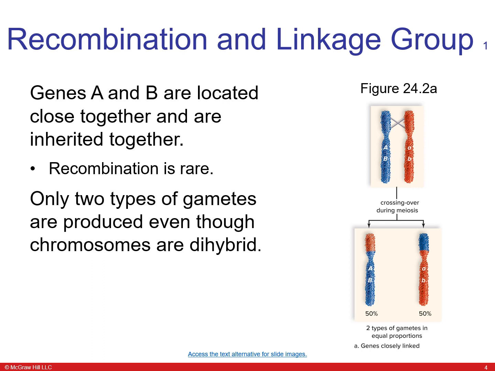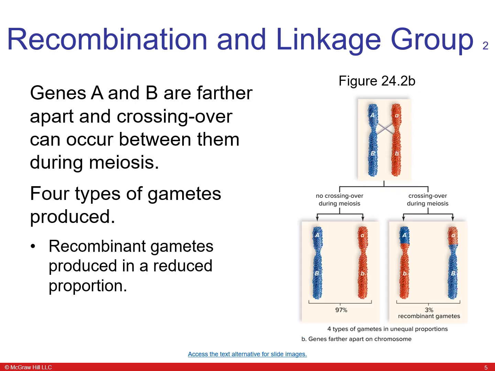So genes A and B are located close together and are inherited together. Recombination is rare. Only two types of gametes are produced even though the chromosomes are dihybrid. Genes A and B are farther apart and crossing over can occur between them during meiosis, and four types of gametes are produced.